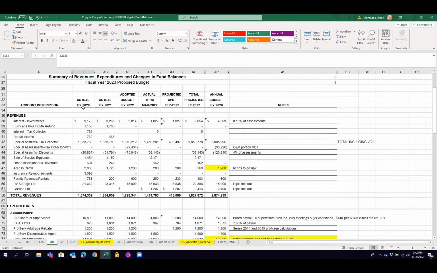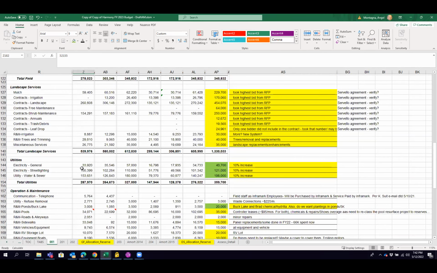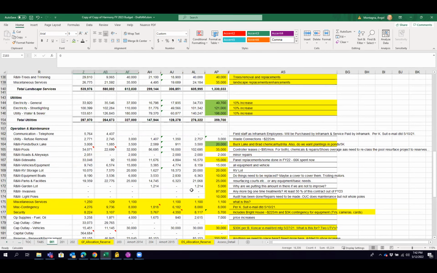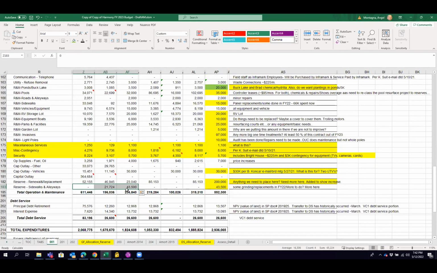Yeah, in 2020 they budgeted 52,155 for this. Then the next year it went to 46. Last year you guys did 23. And then same for this one. It varies every year that this has been done. And again, it's not wrong to do it this way. It's just when you see reserve, most people think about a savings account, right?